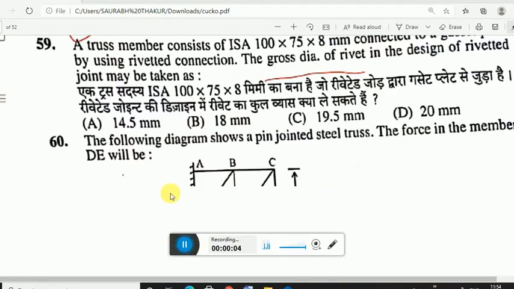What would we be doing today? We would be doing the questions of all the subjects like strength of material, RCC, steel. We would be doing the questions of all subjects. Okay, so let's start from this question.